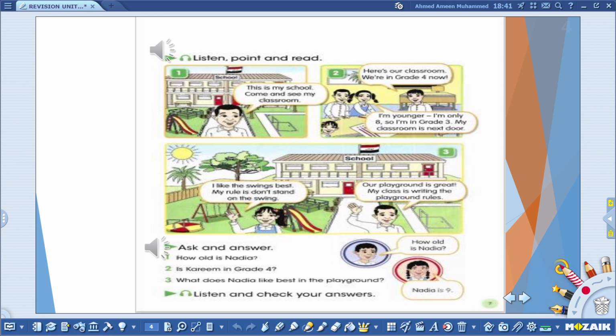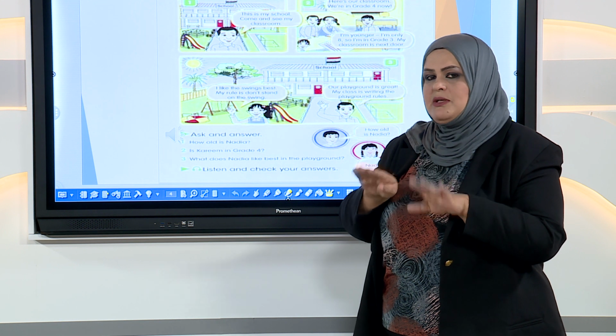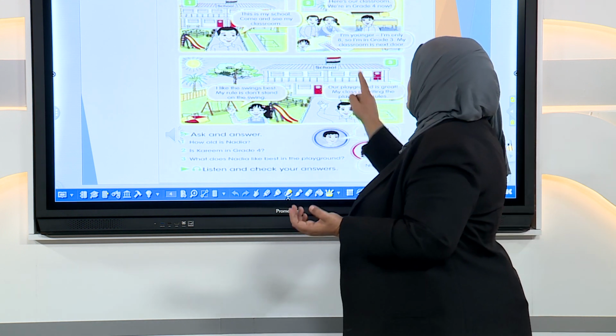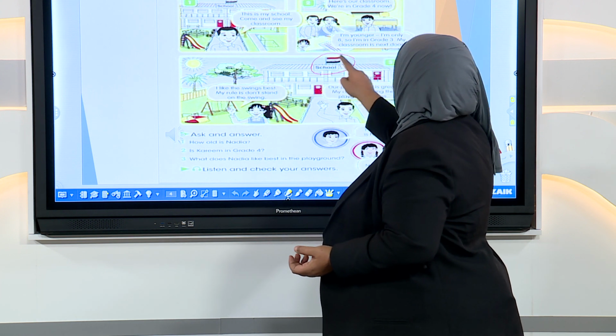This is the speech bubble that Lena said. I'm younger. I'm only eight. So I'm in grade three. My classroom is next door. That means side by side: one grade three classroom beside the grade four classroom. Here below we will see the school. This is the Iraqi flag.